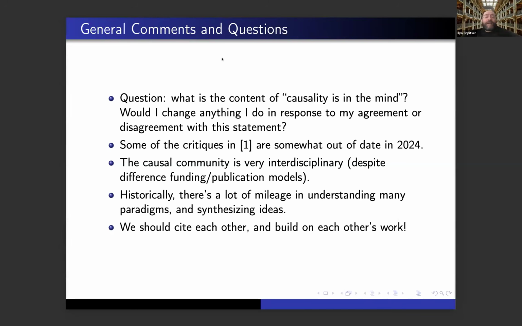Okay. The other comment I wanted to make is that some of the critiques in the paper are probably a little bit out of date in 2024, which is not surprising because they're talking about papers from the 90s a lot of the time. Of course, I should say that the causal community is very interdisciplinary. There are all sorts of interdisciplinary folks on this very Zoom call, in fact, which is great, that we're able to find some unifying common ground despite the differences in funding mechanisms and publication models. And I think historically there's been a lot of mileage in understanding many paradigms in causal inference and synthesizing ideas, and hopefully I'll talk more about that. And certainly I agree that we should cite each other and build on each other's work. I hope that continues and we're not as siloed as we maybe have been in the past.